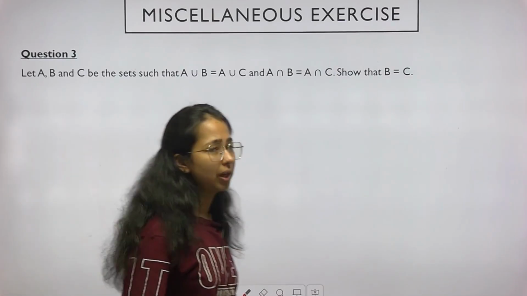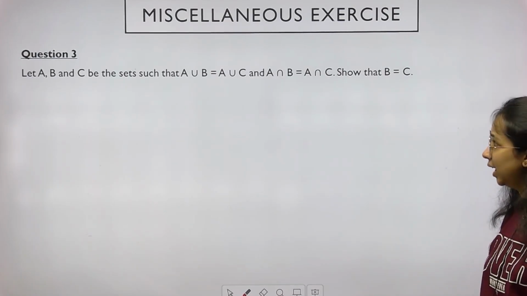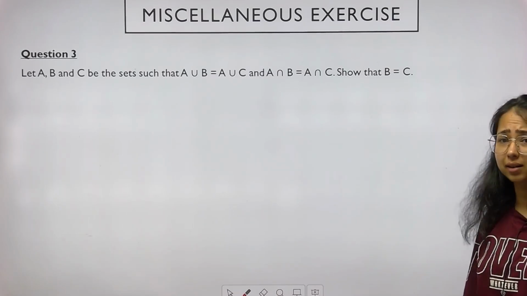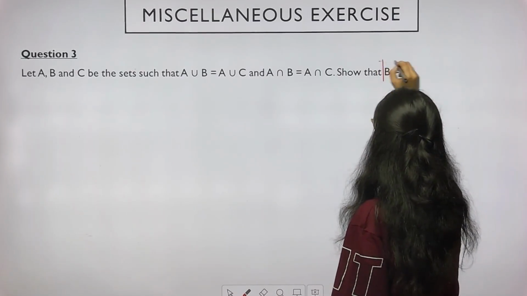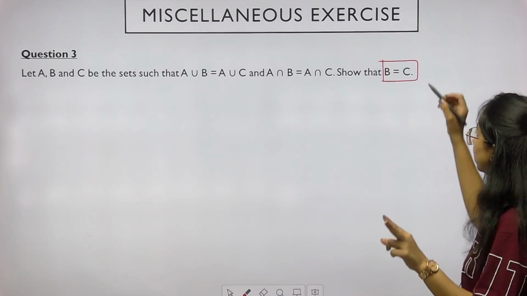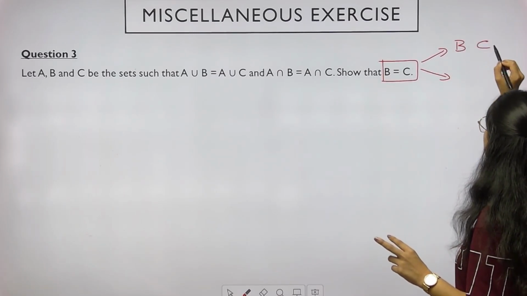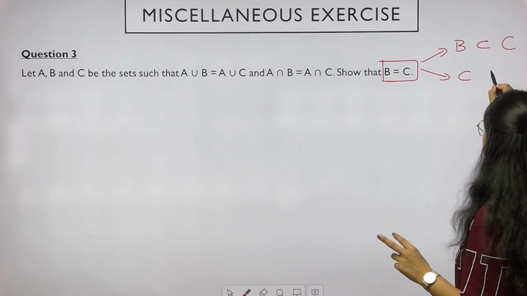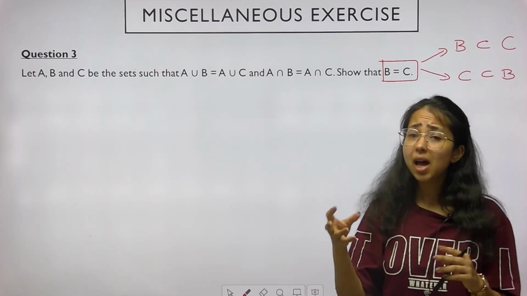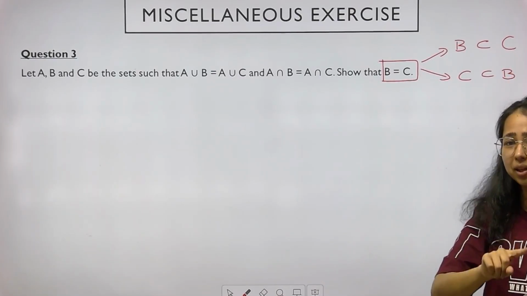Moving on to the next question. The next question says: let A, B, C be sets such that A union B is equal to A union C and A intersection B is equal to A intersection C. Now we need to show that B is equal to C. Whenever we have this type of question, we need to show two things. To show that B is equal to C, we need to prove that B is a subset of C and C is also a subset of B. So we need to show that B is a part of C and C is a part of B. Only after proving these two statements can you say that B is equal to C.